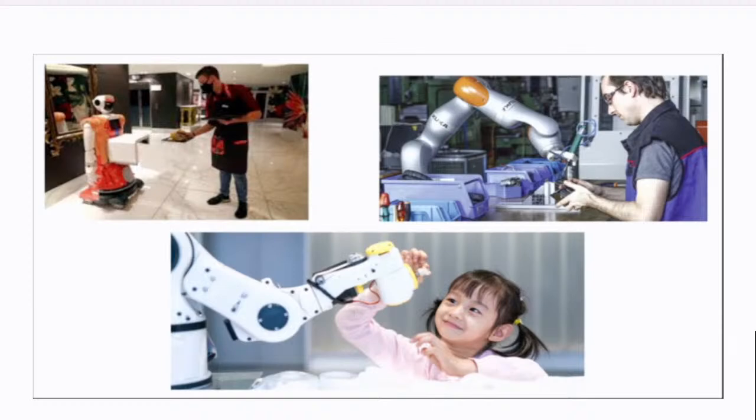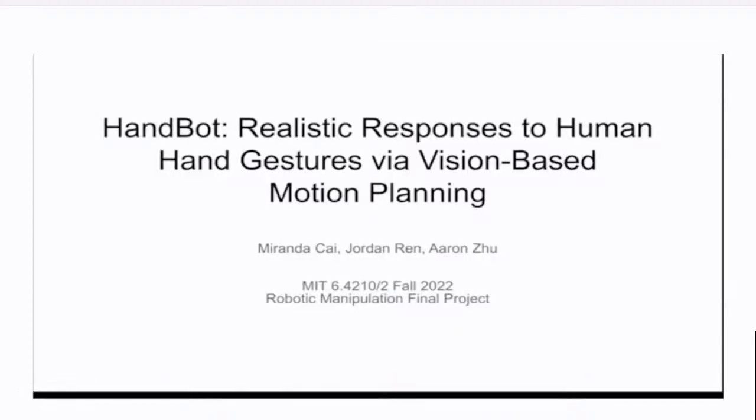However, there are many associated challenges with essentially humanizing a robotic system. In the first place, it's hard to describe what constitutes a human-like motion, but then it's also challenging to translate those descriptions into raw code. Thus, we present Handbot. We are Miranda Kai, Jordan Wren, and Aaron Zhu, and today we will be presenting our final project called Handbot.